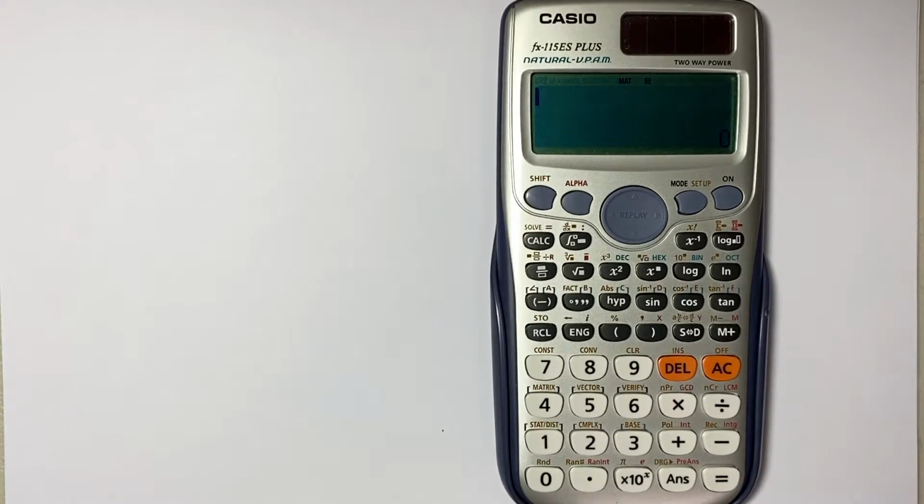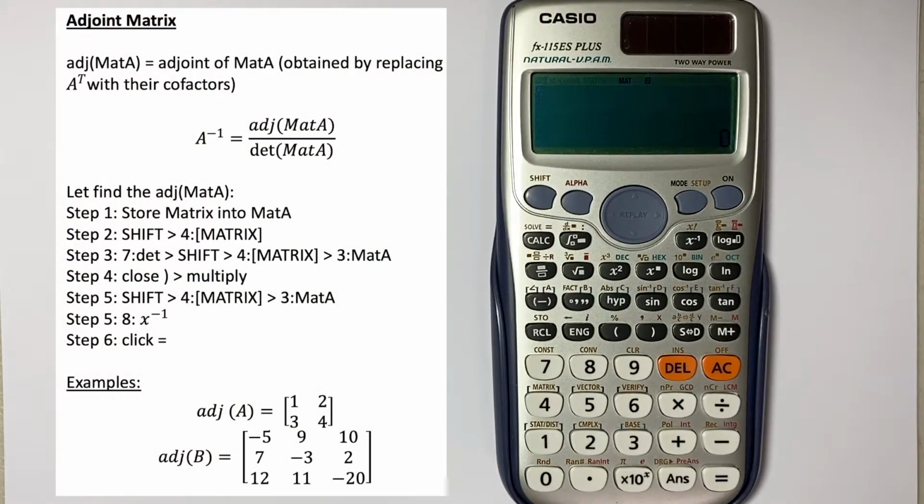Next, let me show you the adjoint matrix. By definition, the adjoint of matrix A is obtained by replacing the transpose of matrix A with their cofactors. And this is given by the equation right here: the inverse of a matrix is equal to the adjoint of matrix A divided by the determinant of matrix A. So how can we use a calculator to calculate the adjoint of a matrix A?